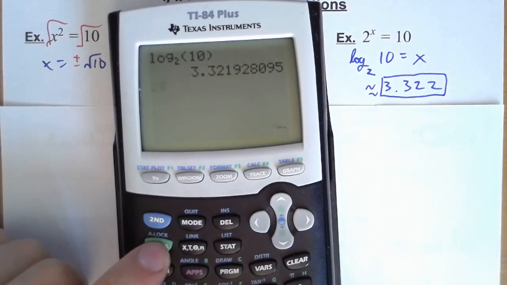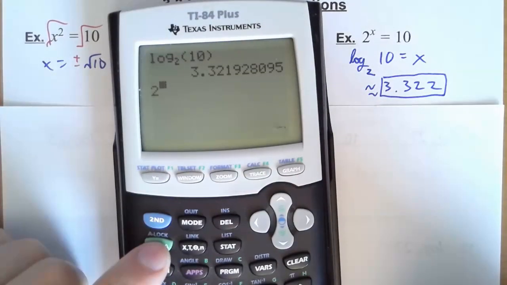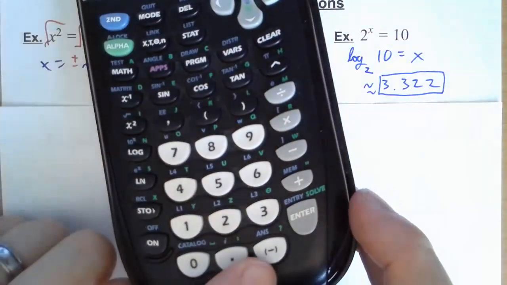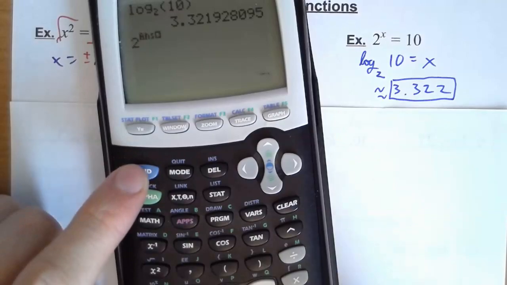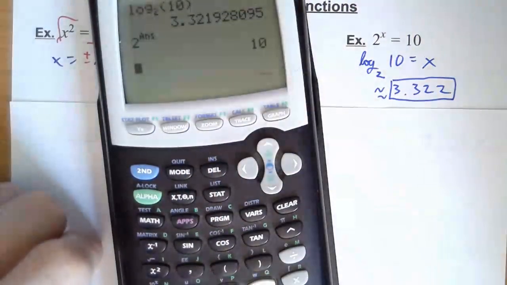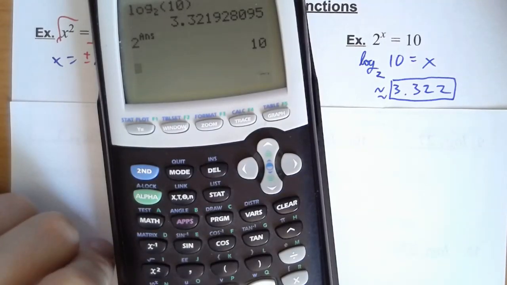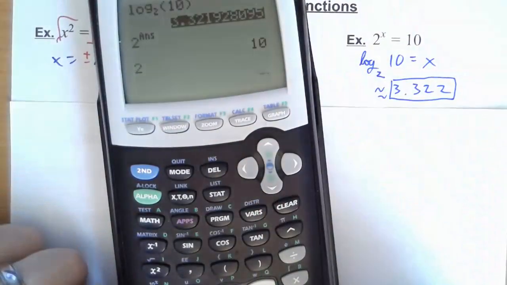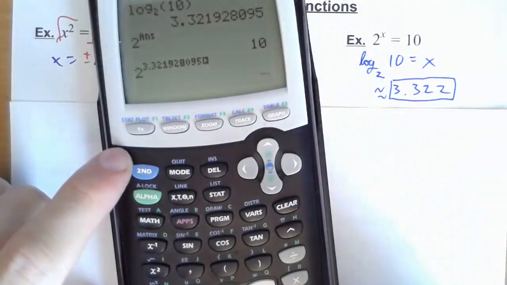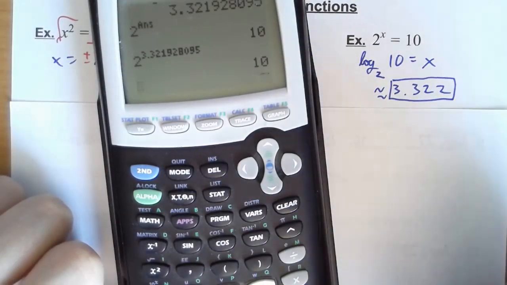Now you can check it. You can say 2 to that power. You can do second negative. Not sure if you know about this, but right above negative, ans. If I do second negative to get to ans, that's that exact answer, because of course that's a long decimal. 2 to that ans, there we go, is 10. All right, 2 to that number right there gives us 10.